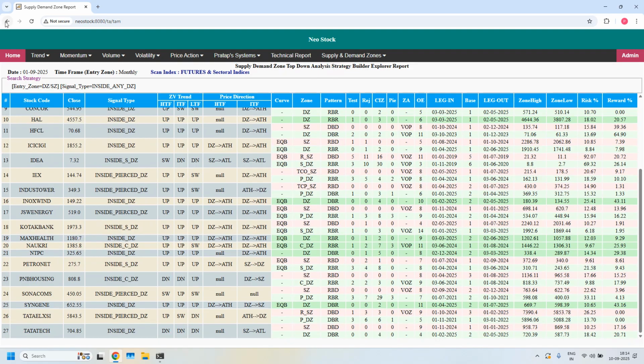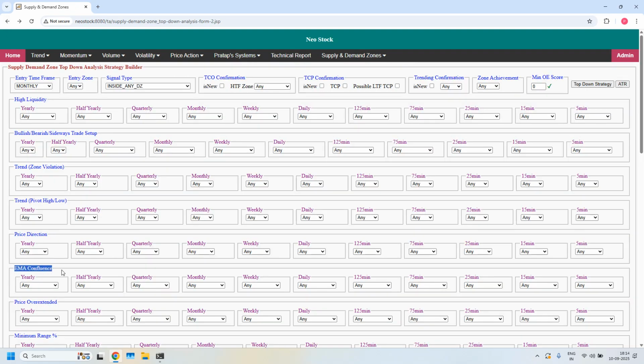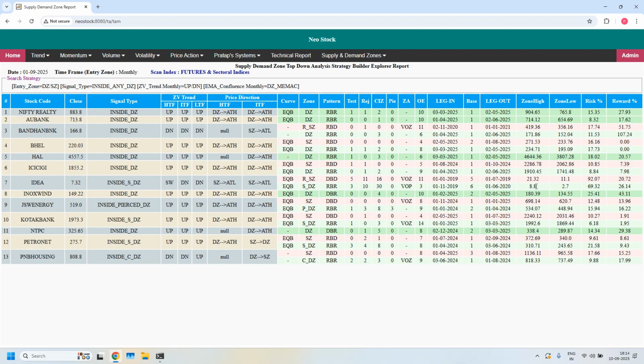We can further filter based on the monthly demand zone having monthly EMA confluence, and also the trend on the monthly should not be sideways. It can be up or down. We got 13 stocks.